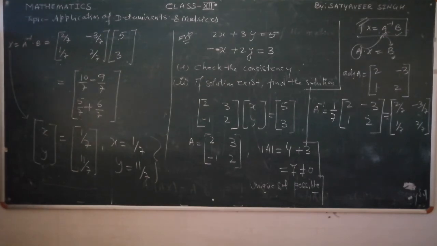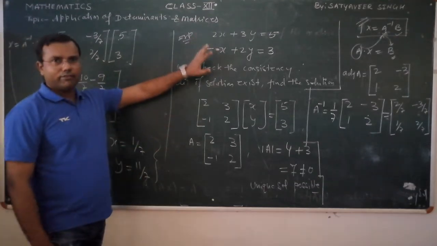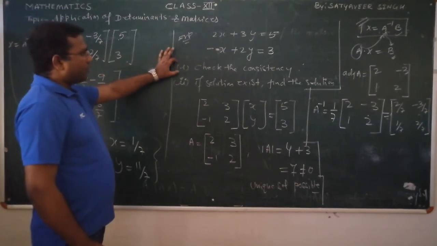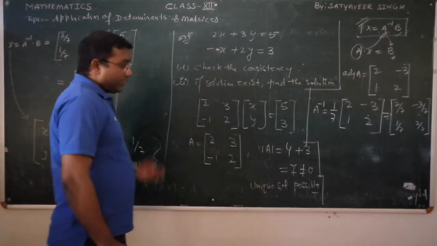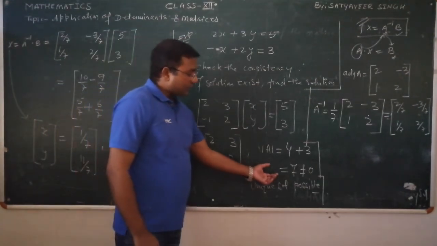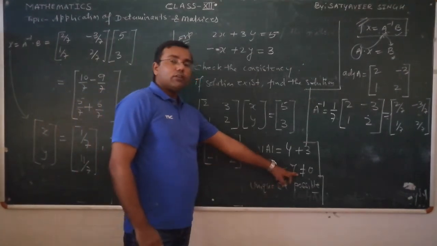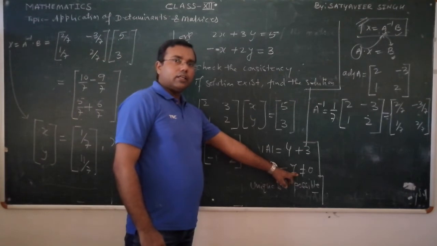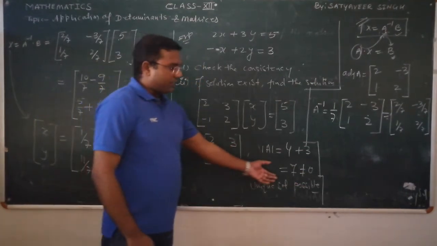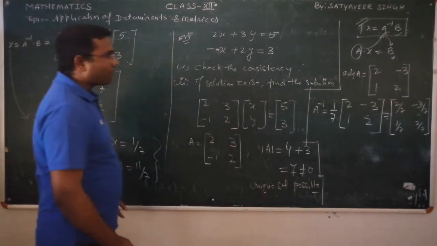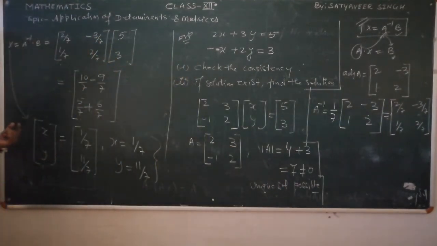I hope you understand this. So this is the method of solving the system of linear equation. If two equations are given, I had started from the first part. First of all, I had checked the consistency. See student, while you will check the consistency, if it is coming equal to 0, then you can say solution does not exist, because if it is coming singular, we cannot find the inverse of the matrix.